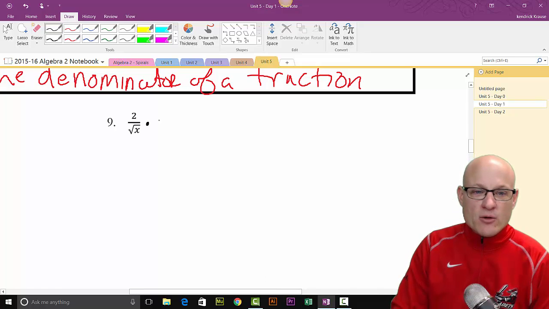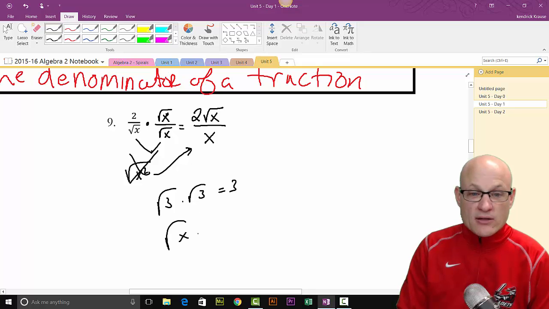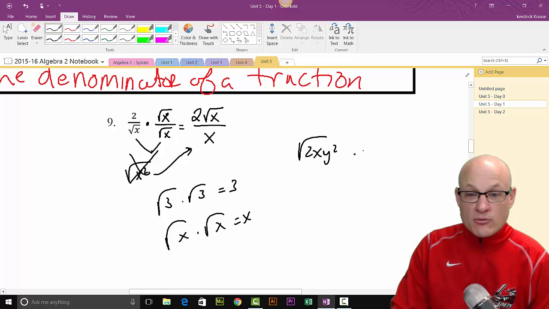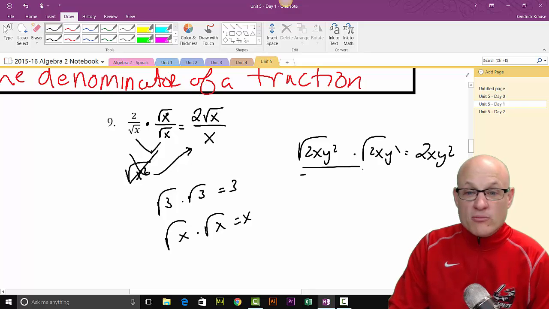Yep. So in this one right here, we're going to multiply by the square root of x over the square root of x. Oh yeah, it gets that easy. So in the numerator, you have 2 square roots of x. Now, I can multiply these together and get the square root of x squared, but that's just going to turn out to be x. Skip this step. The reason we multiply radical 3 times radical 3 and get 3, or radical x times radical x and get x, or radical 2xy squared times radical 2xy squared is equal to 2xy squared, is that as long as you're multiplying it by the same thing, you're really squaring it.